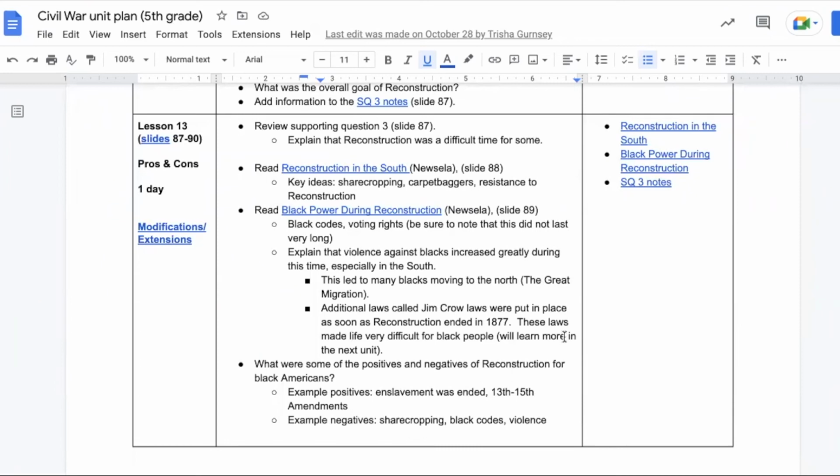We also have a bit of information about Black power during Reconstruction, which includes topics such as Black codes and voting rights. And then we also talk a bit about how violence increased against Blacks during this period, especially in the South. We get the Great Migration, when many Black people moved to the North. Students learned about this in 3rd grade, by the way. And we also have some information about Jim Crow laws.